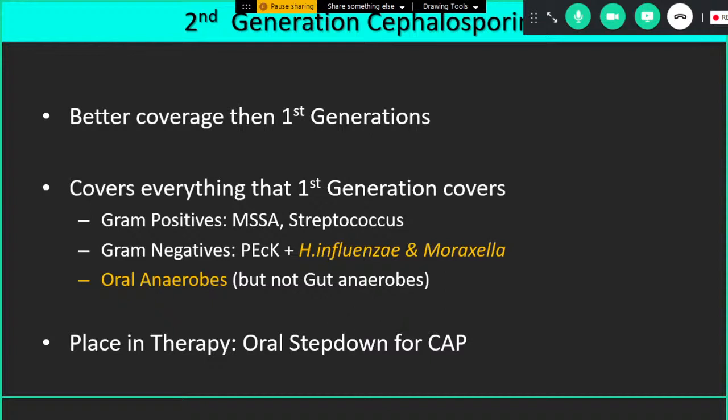They are usually used as a step down therapy, oral step down therapy for CAP, that is community acquired pneumonia, and the patient is ambulatory. Then you can switch from an IV third generation to an oral second generation. That is the most important use of this therapy.